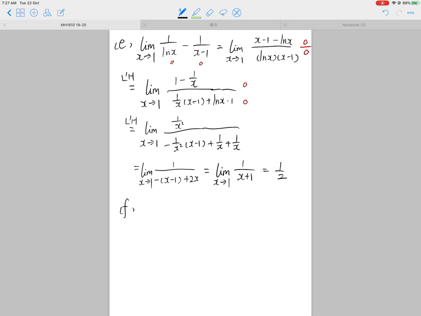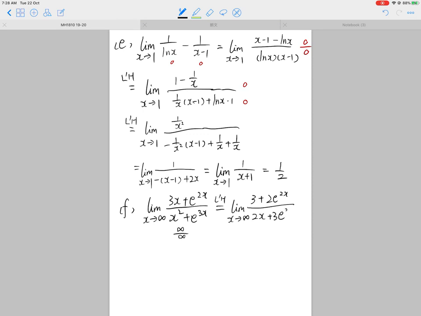Part F, limit 3x plus e to the power of 2x over x squared plus e to the power of 3x. Again, because it's infinity over infinity, you can use L'Hopital's rule. You differentiate top, it will be 3 plus 2e to the power of 2x. You differentiate bottom, it will be 2x plus 3e to the power of 3x.